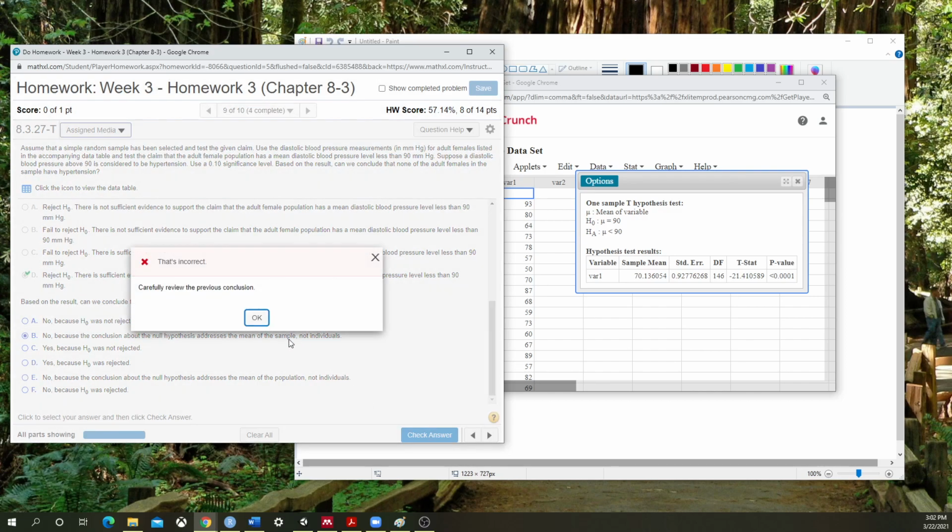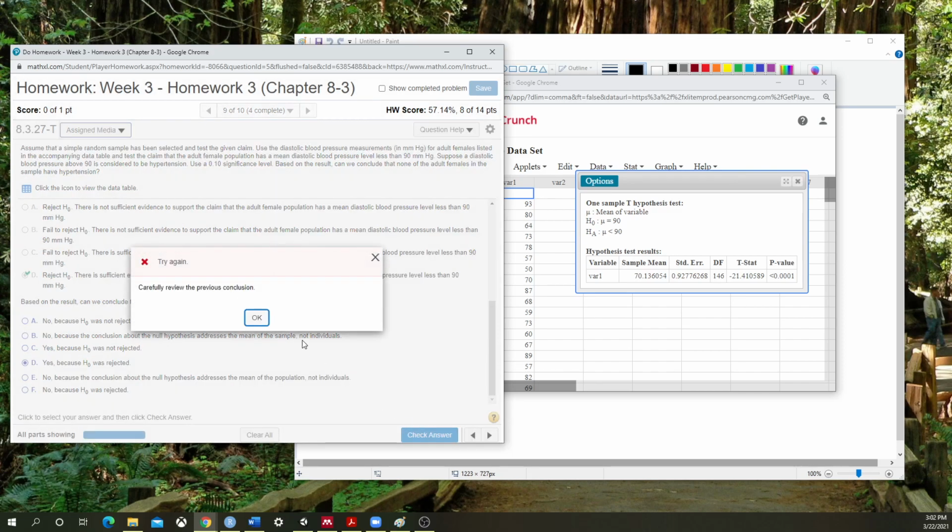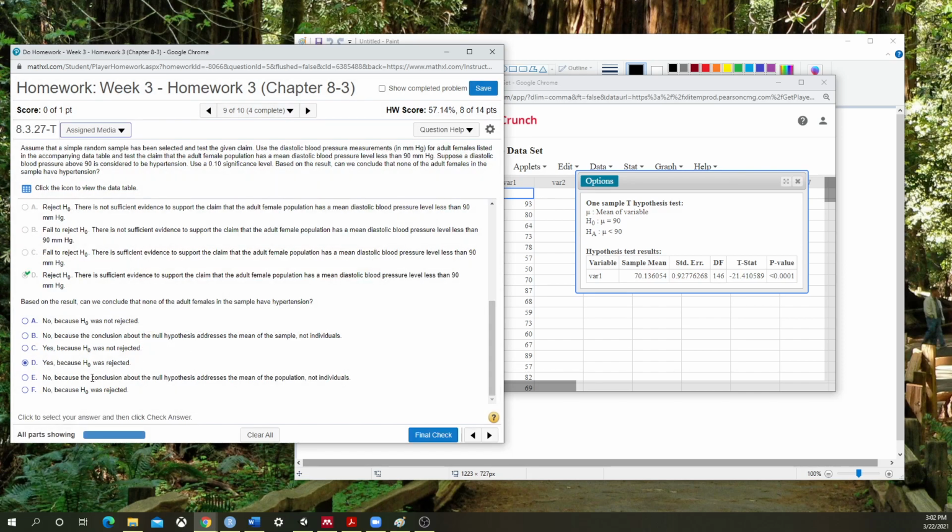Oh, you've got to be kidding me. Carefully review the previous conclusion. I mean, hypertension is not necessarily 90. Well, if it's over that, this is diastolic. Okay, this is where you actually have to know a little bit about blood pressure, I guess. I would say then we have to go with this, I guess. Oh my god. Okay, no, because the conclusion about the null hypothesis addressed the mean. This is where it gets frustrating. No, because H0 is not rejected.